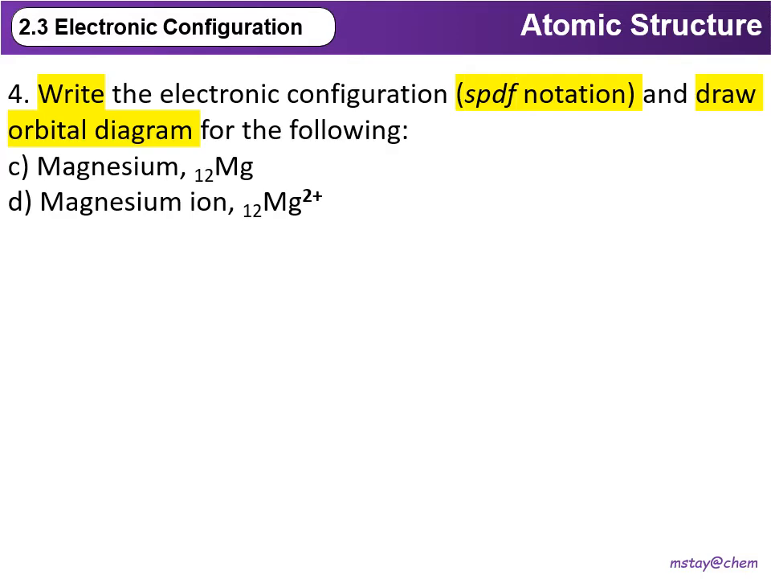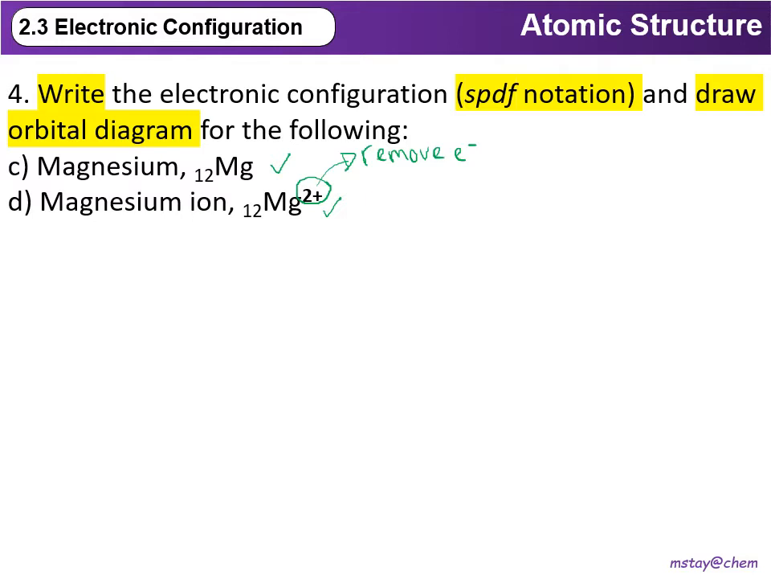Okay, now let's continue with question number 4c. This time we are going to write the electron configuration for magnesium and then the magnesium ion. In this case, it is a bit different from the previous part. In the previous part, the atom was going to add electrons to form a negative ion. This time, 2 positive means that the atom is going to remove electrons. Okay, so we will look at it in detail.